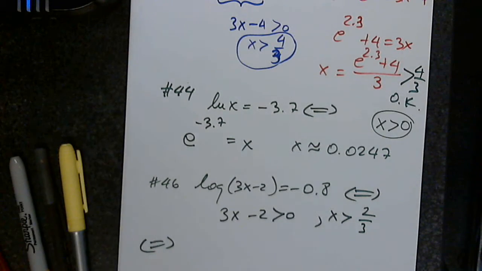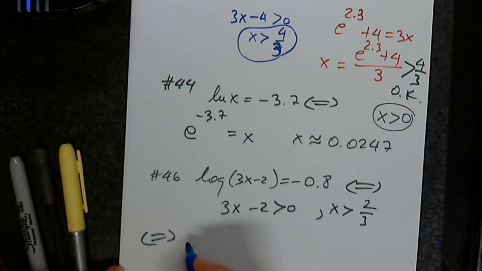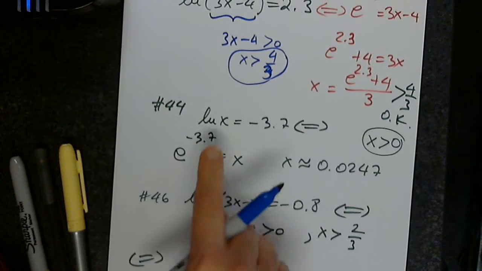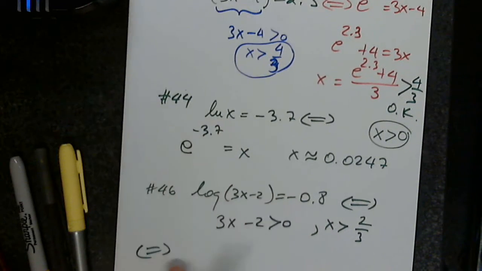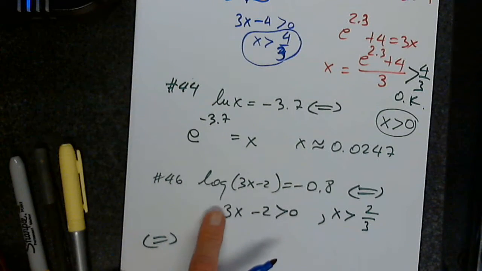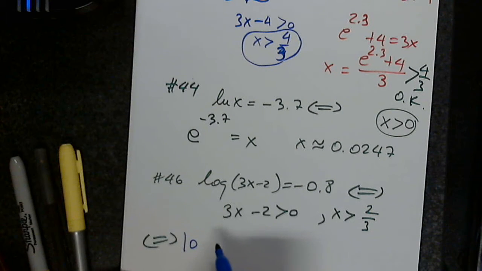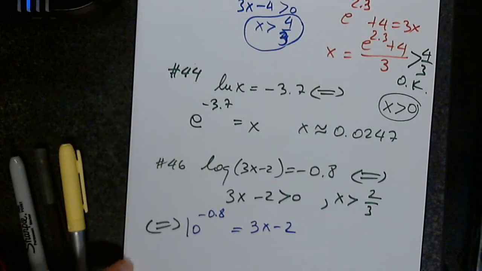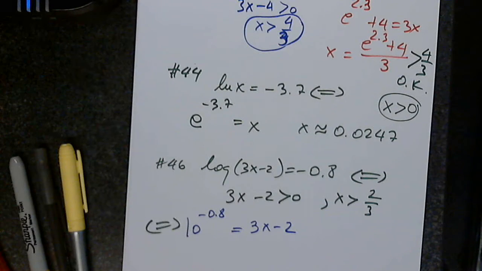I'm ready. Was it e? Log is not e. Only ln is e. Log is base 10. So 10 to the negative 0.8 equals 3x minus 2. Good. How do I solve this equation? Now it's linear. I shouldn't have any difficulties with it.